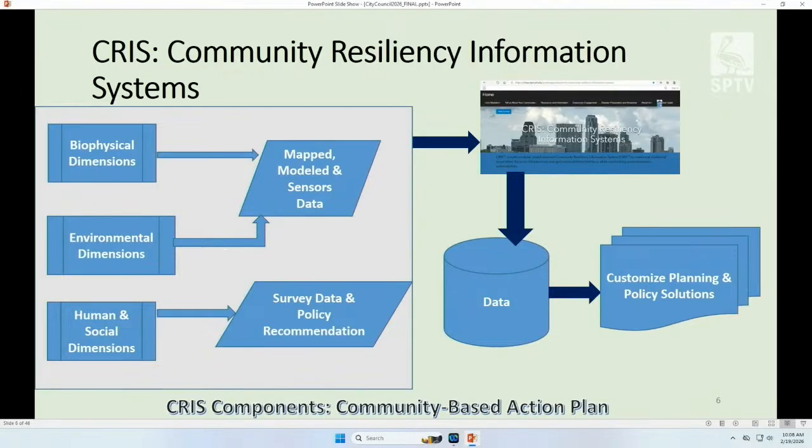So again, the whole goal of CRIS and CRIS Hazard is to take the biophysical dimension of the risk, the environmental dimension of the risk, and the human and social dimension of the risk, and map, model, and integrate all of it into one. We also have survey capabilities. We survey, we map those surveys, so you can then make policy decisions and customize the policy, right? So you can actually see it, and it's transparent. It's available to anybody who wants to know. The community can look at it, you can look at it, your officials can look at it, anybody can use it.